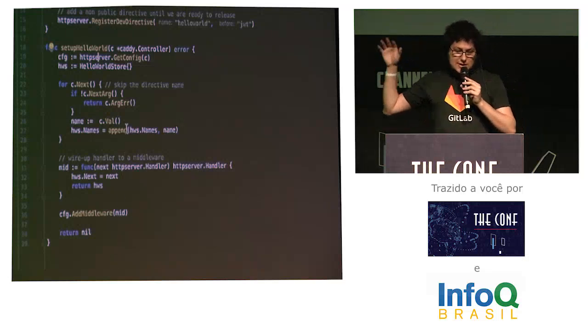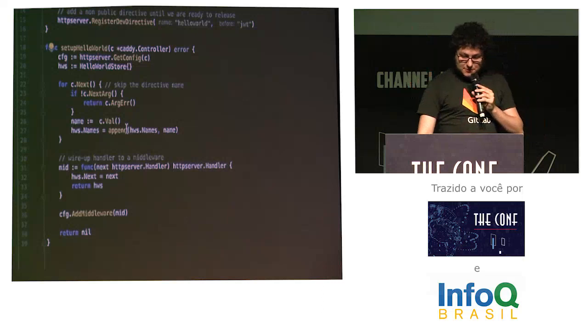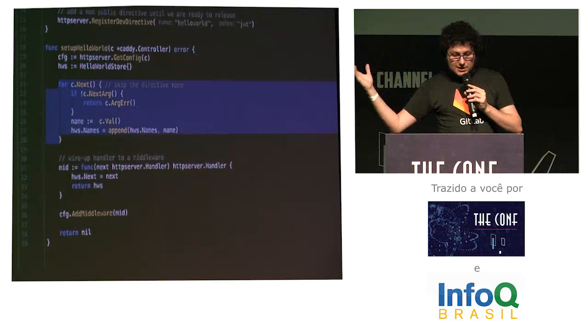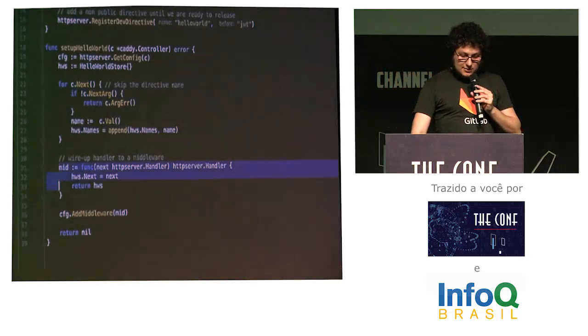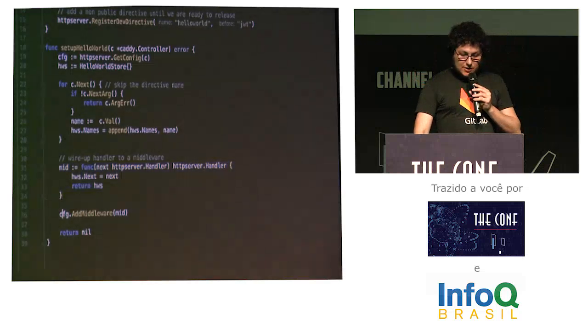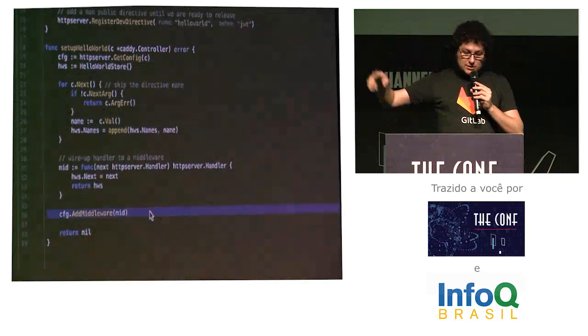This is the normal boilerplate. You get the configuration. You initialize some data structures here. Then you go through all the configurations in your Caddyfile. You assign the values that we covered there to the data store. Then you define the initialization code of your middleware. And at the end, you add your middleware to the whole run stack.